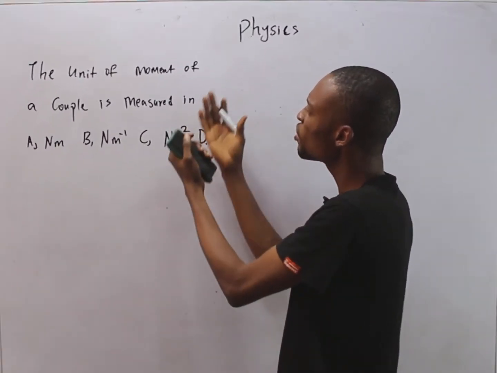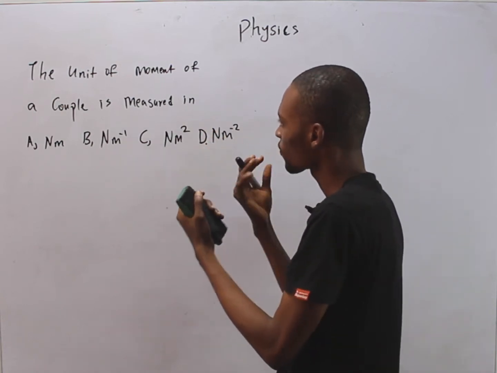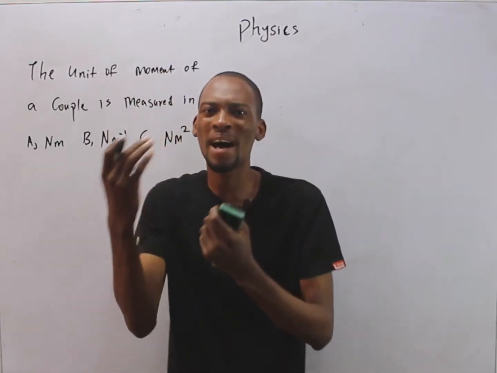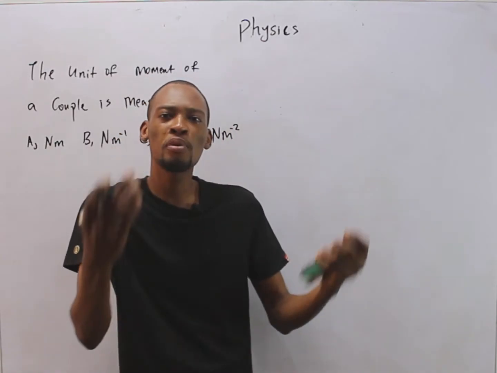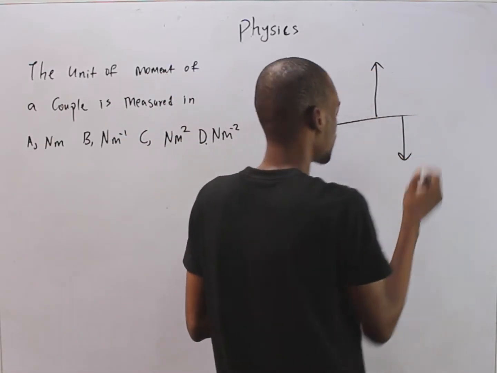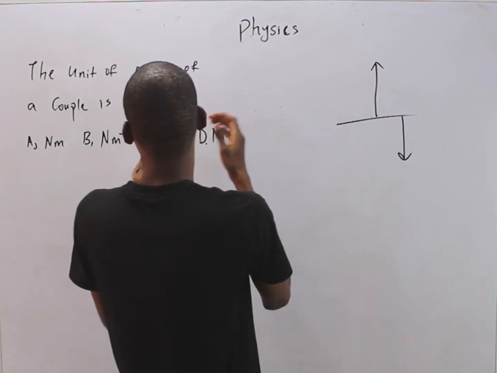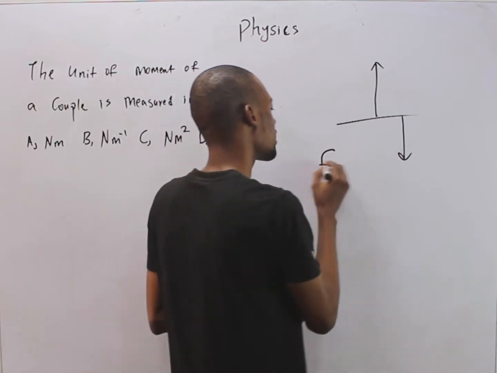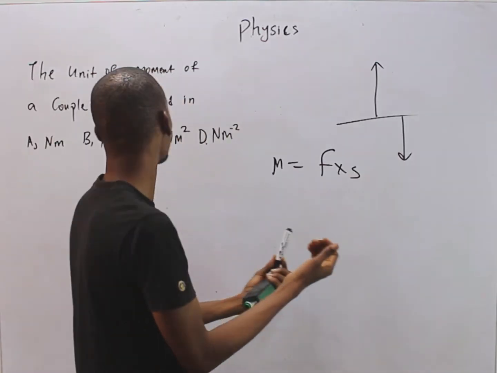The unit of moment of a couple is measured in dash. First, what is a couple? A couple is two parallel and equal forces that act in opposite directions. You can have forces acting in opposite direction, parallel and equal forces. Now, the moment of a couple is simply one of the forces of the couple times distance. So the moment is equal to force times distance.